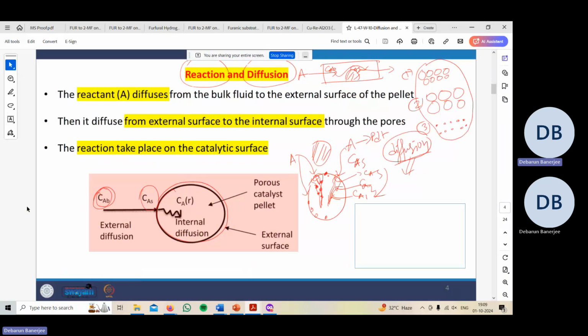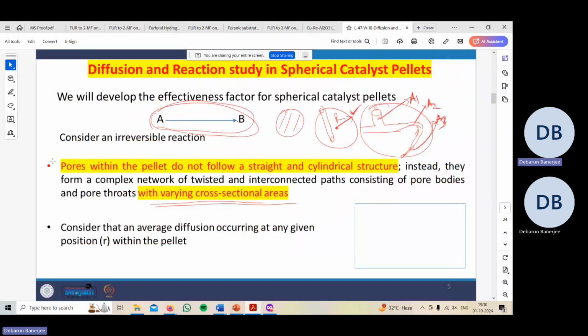If you see this example, the reactant A diffuses from the bulk fluid to the external surface of the pellet. Then it diffuses from the external surface to the internal surface through the pores. The reaction takes place on the catalytic surface. So what will be happening? The pores within the pellet do not follow a straight and cylindrical structure. Instead, they form a complex network of twisted and interconnected paths consisting of pore bodies and pore throats with varying cross-sectional radius.